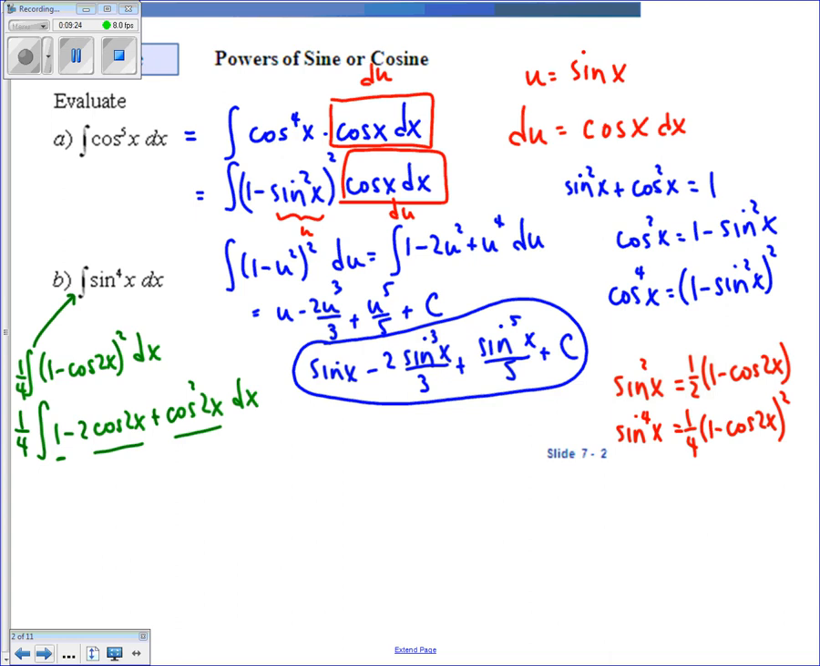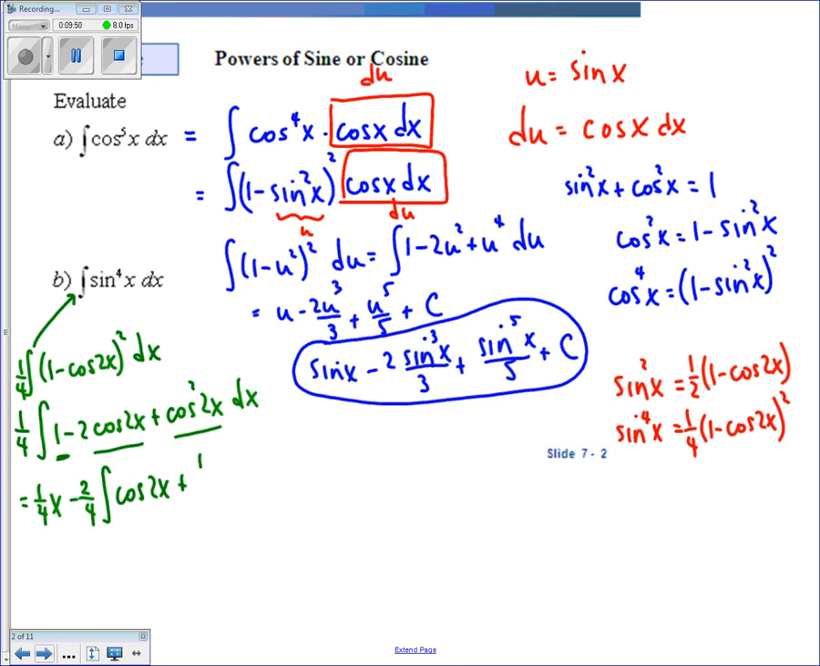So this one, let me break this up into multiple integrals. This is going to be 1/4 x. I've integrated that 1. And then plus 1/4. Actually, go ahead and pull that minus out there. I'm going to have minus 2/4, the 2 in the integral and the 1/4 outside. And now the integral of cosine of 2x.